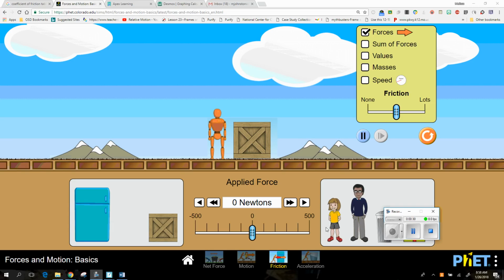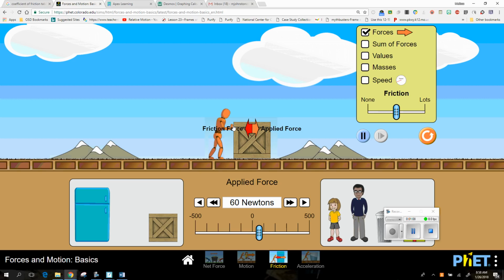Here is a PhET animation to show you the difference between static and kinetic friction. If I apply a force to this wooden crate, and the wooden crate is lying on a wooden plank, you will notice here that at first, when the crate is not moving, the frictional force will be equal but opposite of the applied force. This is when our frictional force is static. Static meaning that the object is not in motion.